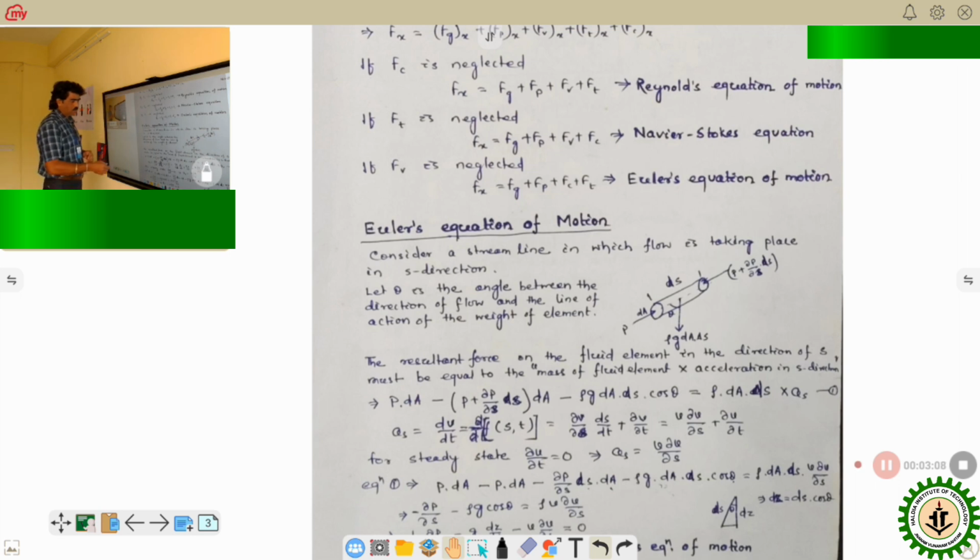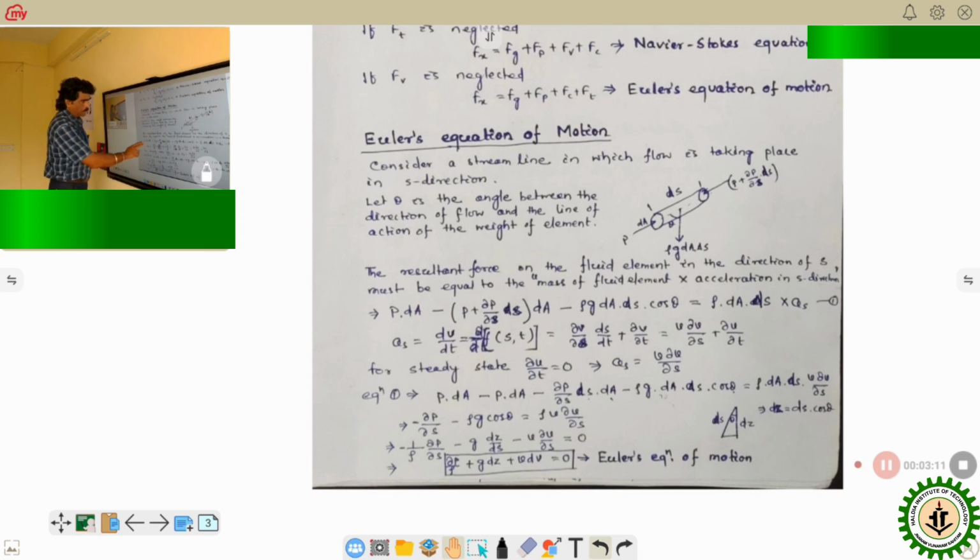When we make the force balance equation, we have PdA, and a slightly different pressure on the opposite side, P plus dou P by dou s into ds, into dA. This force is positive and the opposite one is negative, and then the weight force. The weight force acts directly downward, but along the direction of the flow it has a component, mg cos theta, that is rho g dA ds into cos theta. Overall this gives the fluid its forward motion, that is mass into acceleration in the s direction.